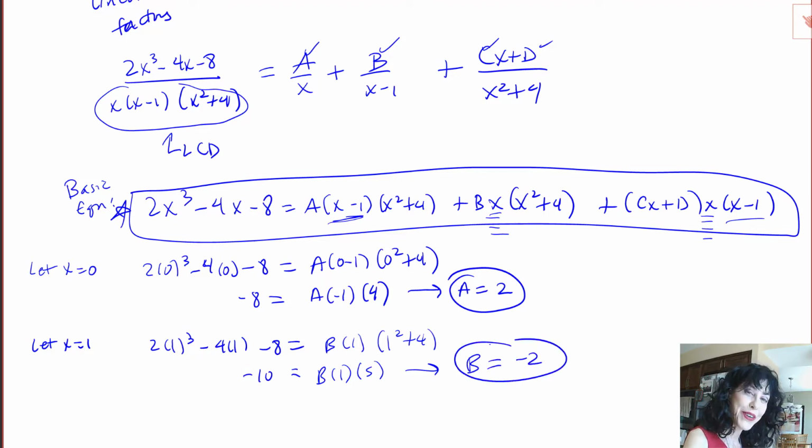I have another unknown. Okay, now what about the c and d? I've run out of options to substitute in that will kill off any terms. So what we're going to do is this technique where we're going to end up with 2 equations and 2 unknowns. So how do we do that?